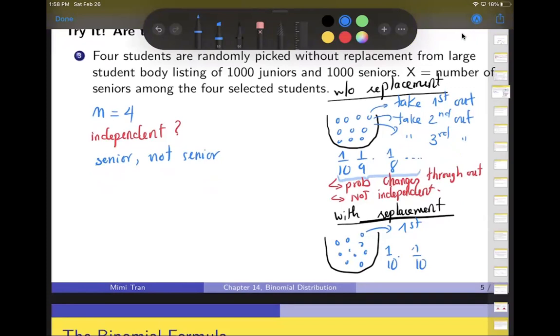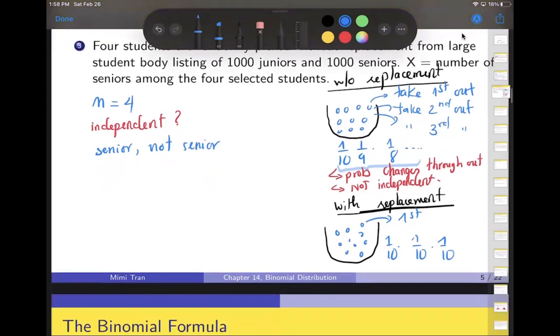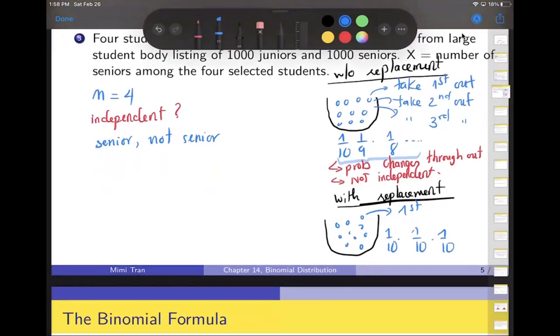So the second one being taken out is still 1/10, and because of the replacement, you put the second one back in, so it's still 1/10 when you do the third one, and so on, right? So the probability does not change. With replacement, the probability does not change throughout, therefore it is independent. So we can conclude that the probability doesn't change, therefore implying independence.